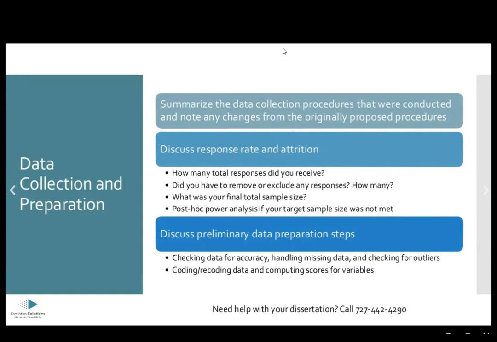Any type of recoding or reverse coding where you're having to change that data or compute new scores, you'll want to describe that process so the reader understands how you went from the data that you collected to your final analysis stage. You'll also want to talk about how you're ensuring that the data is accurate.